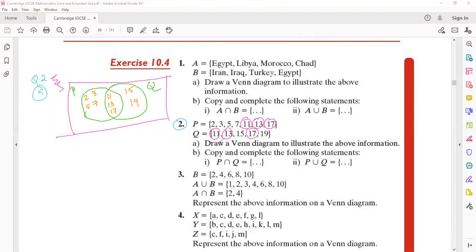Now start problem part B. You answer it. For B, number one is 11, 13 and 17. And number two is 2, 3, 5, 7, 11, 13, 15, 17, and 19. Okay, great. Now I'll go to Avantika for problem number 3.